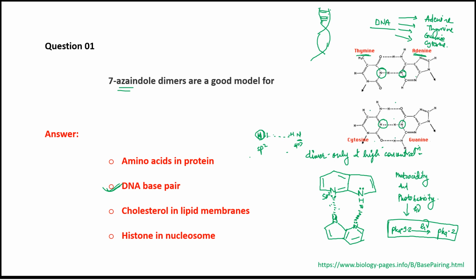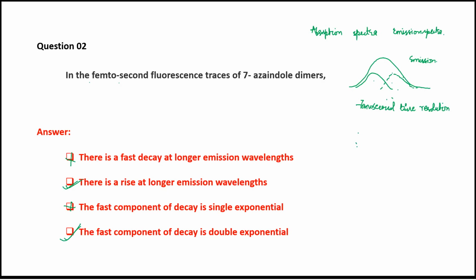Okay, and the fact to notice, in DNA, A and T are bonded to each other through hydrogen bonding, that is two hydrogen bonds, while in case of G and C, guanine and cytosine, there are three hydrogen bonds. Okay, and also in the base pairing, you have noticed this N-H...N type of hydrogen bonding, which is similar to the 7-aza-indole case.